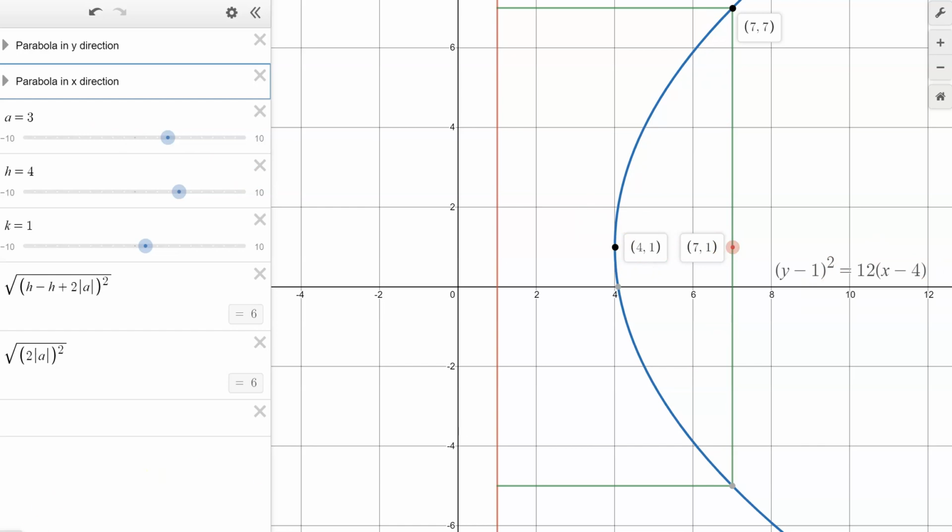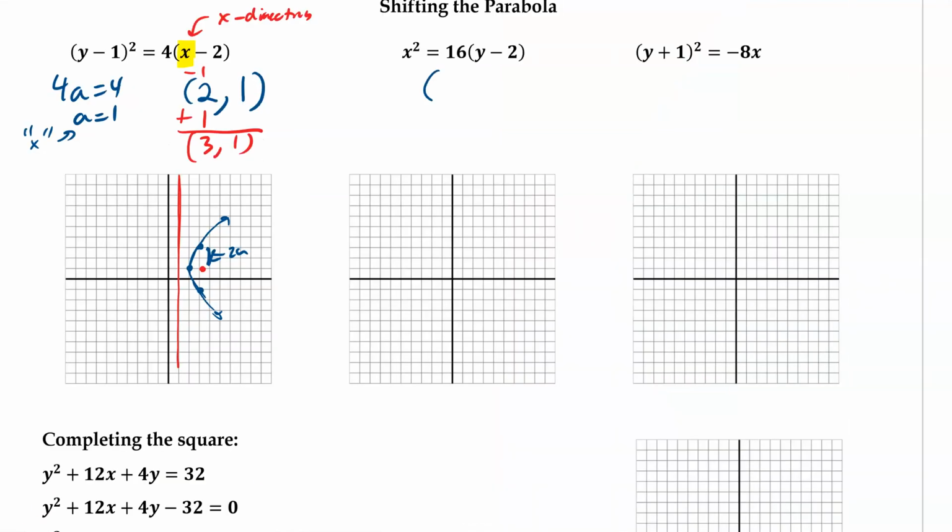Let's try another one. So our vertex here is 0 because there's no parenthesis, comma 2. So that is where we would start. And this one now opens in the y direction. So 4a equals 16. So a equals 4. This guy belongs to y. So in the y direction, we will go up 4 to get to our focus right there. And so that would mean that you would add 4 to this to get 0, 6 for our focus right there. And so the directrix is the opposite direction, so we count back 4 and draw a line.